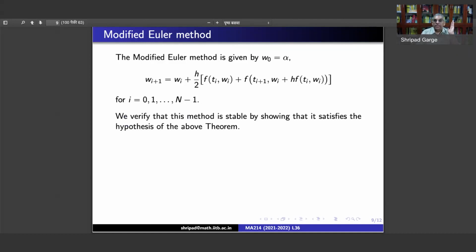We are going to verify that this method is stable. We will actually check that the previous theorem's hypothesis is satisfied by this modified Euler method. That's what we are going to check, assuming certain conditions on our function f.